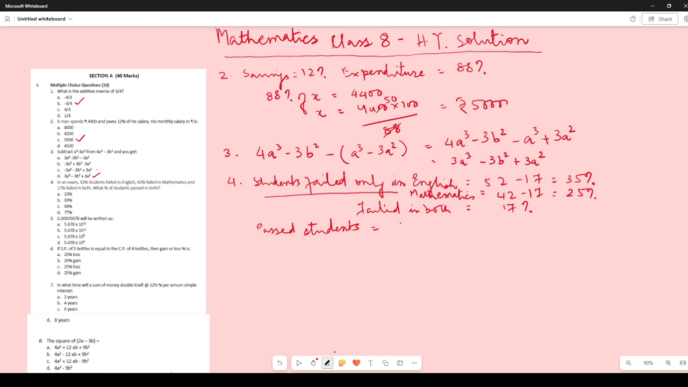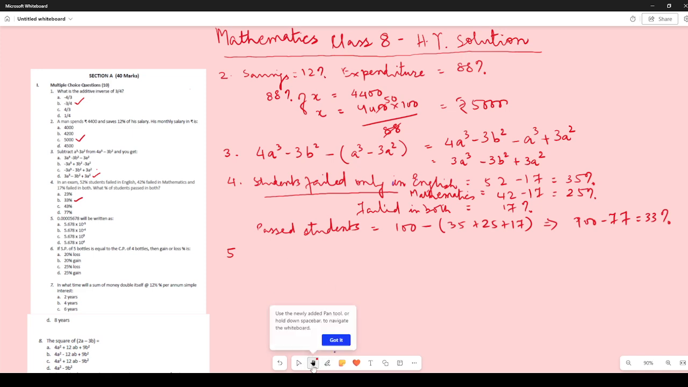So passed students will be equal to 100 minus 35 plus 25 plus 17. That gives you what percent? Yes, 100 minus 77 total. When you add this up, this becomes 60 plus 17, 77. So 100 minus 77 equals 33%. So 33% students passed in both subjects. Right. Now let us come to the next question, which is question number 5.